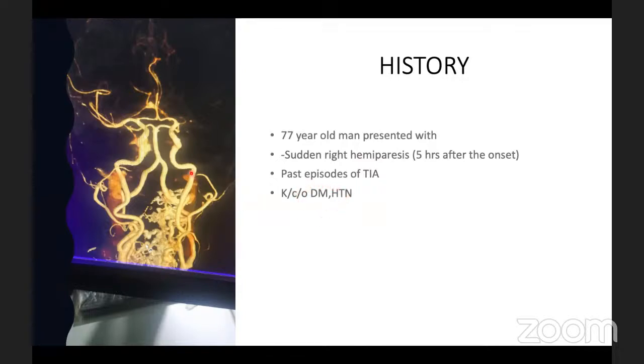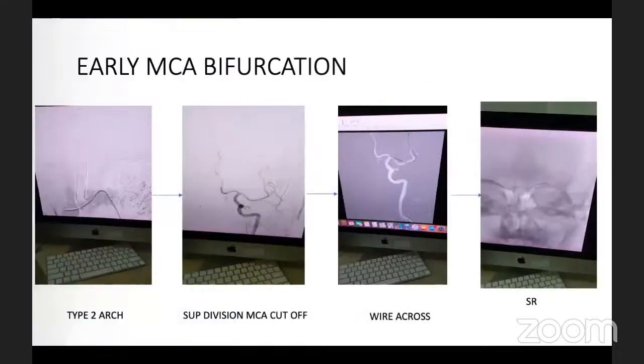So what we see here is an acute left MCA cutoff. So, right hemiparesis with a left MCA cutoff. Going step by step, with this H1 catheter, we see an arch. The arch is a little difficult, a type 2 arch, difficult to cannulate. Almost 2-3 passes were required, and the catheter was repeatedly falling. However, somehow we reached the area.